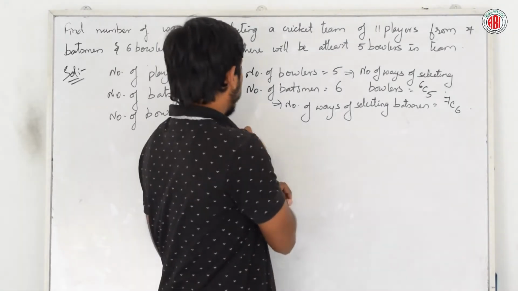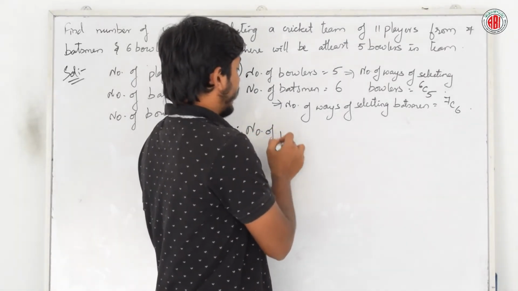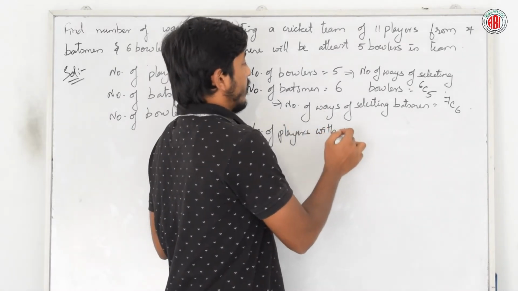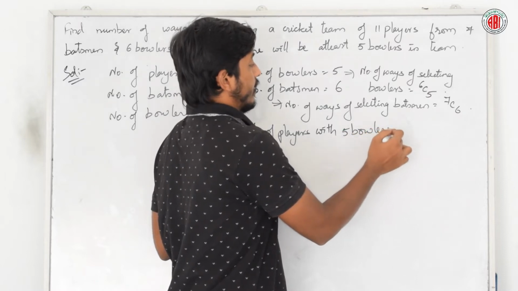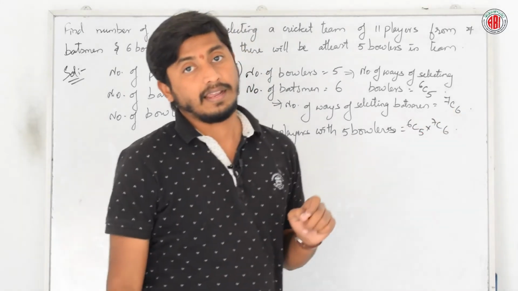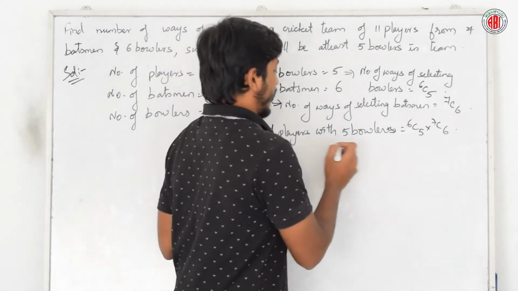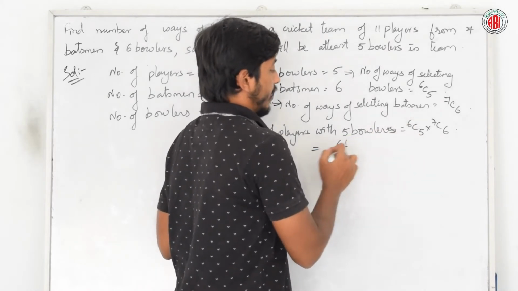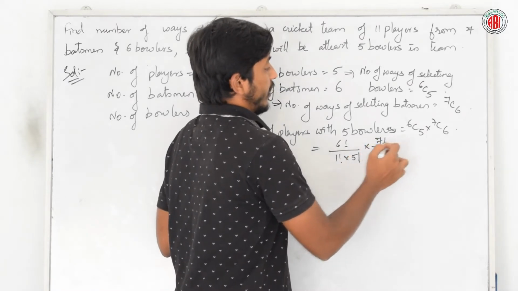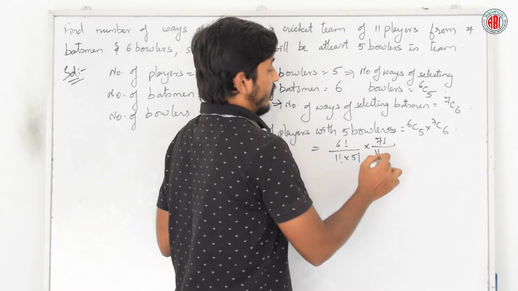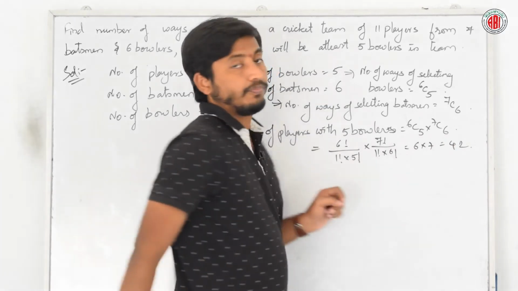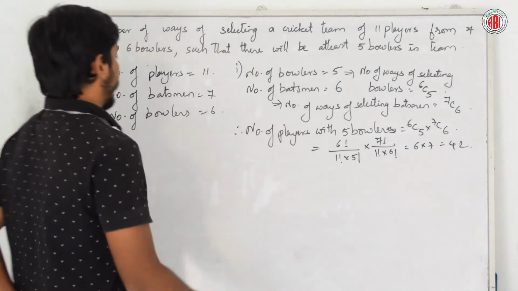Okay, so finally, therefore, the number of ways of selecting players with 5 bowlers is 6C5 and 7C6. Is it right? So just multiply and write the answer. What is 6C5? 6 factorial by 1 factorial into 5 factorial, which is 6. 7C6 is 7 factorial by 1 factorial into 6 factorial, which is 7. Here it is 6 into 7, that is 42. Is it right? Fine.